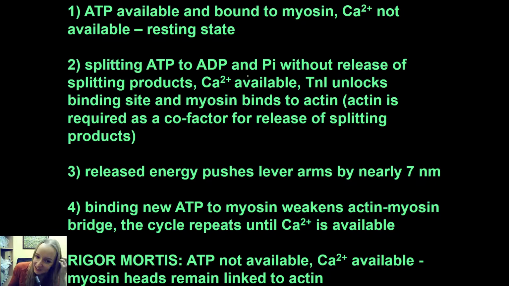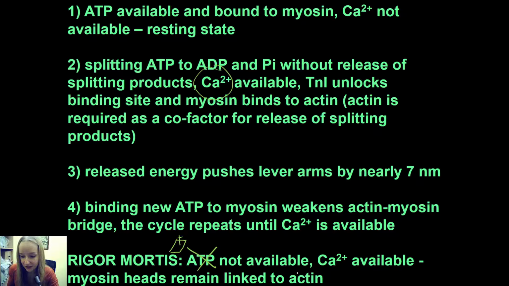Really, we need the calcium, we need to release the energy, we need the ATP. And rigor mortis. Rigor mortis is the stiffening of the body after death. It happens because we don't have ATP, since the person is dead. So there is no ATP here, but there is still calcium inside.